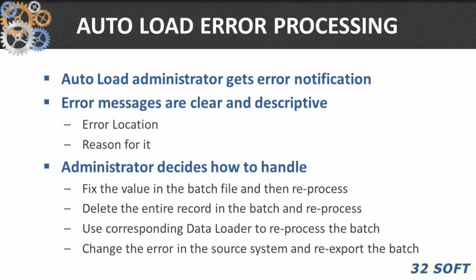And she has four choices. She can fix the value right in the batch file and reprocess it. She can delete the row, the entire record in the input file, and reprocess it. Or she can use the corresponding data loader to process the file. Or she can fix the error in the source system and re-export the whole batch with the correct information.